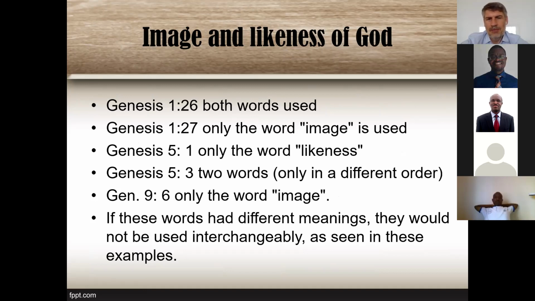Let us look at the usage of both terms. For example, in Genesis 1:26, both words are used. But in Genesis 1:27, only the word image is used. In Genesis 5:1, only the word likeness is used. And in 5:3, two words are used, but in a different order. In Genesis 9:6, only the word image is used. So this interchangeable character of these words indicates that it is actually the same term. These are two terms, but they designate the same issue.